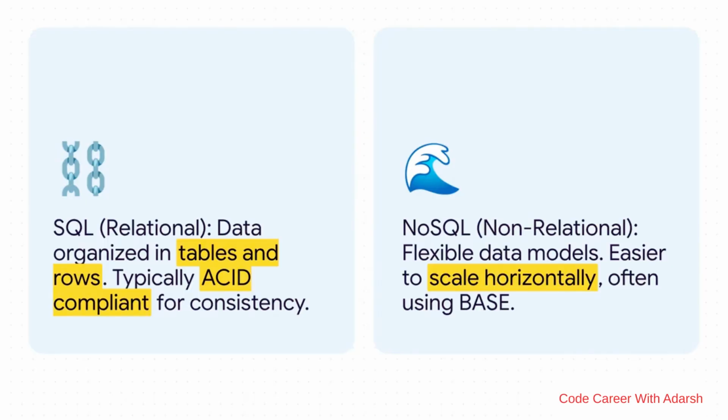And this philosophical divide is really at the heart of the 2 main types of databases you hear about. SQL databases, which are relational, think spreadsheets with rows and columns, are typically built around that super safe ACID model. On the other hand, NoSQL databases, which are non-relational and more flexible, often follow the BASE model. By giving up that strict consistency, they become way easier to scale horizontally across tons of machines.